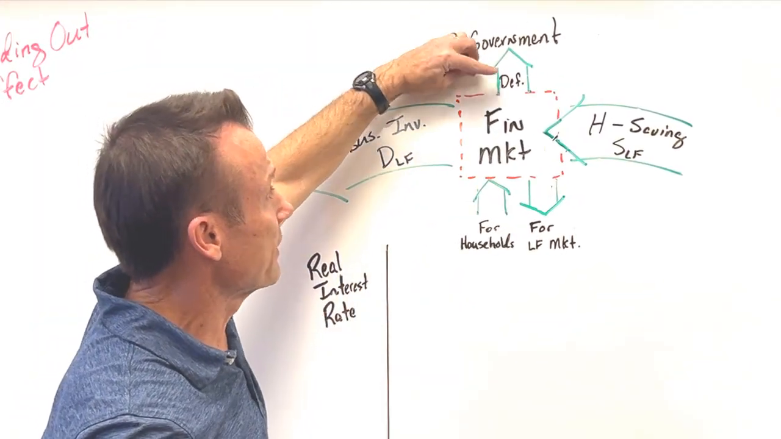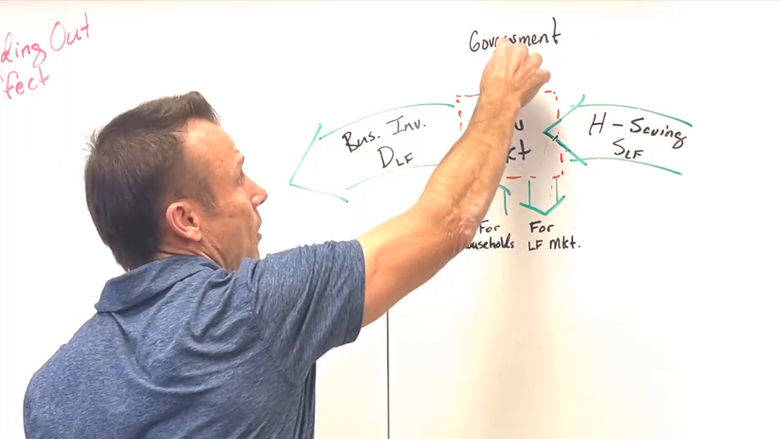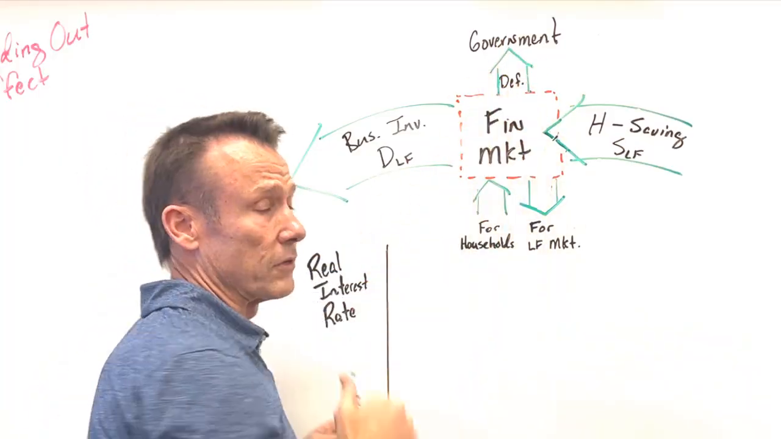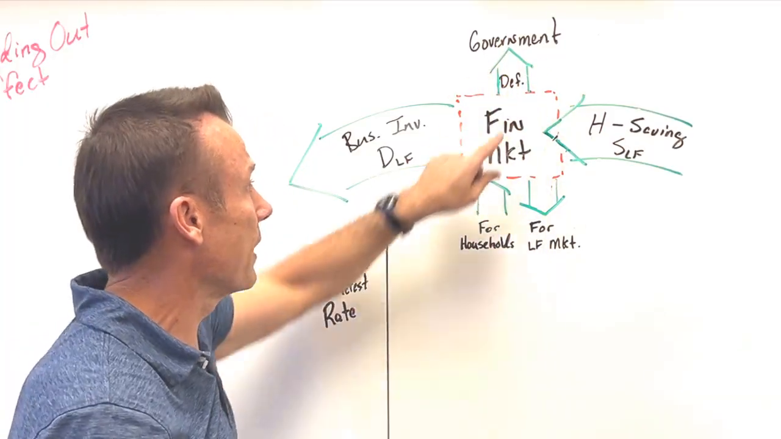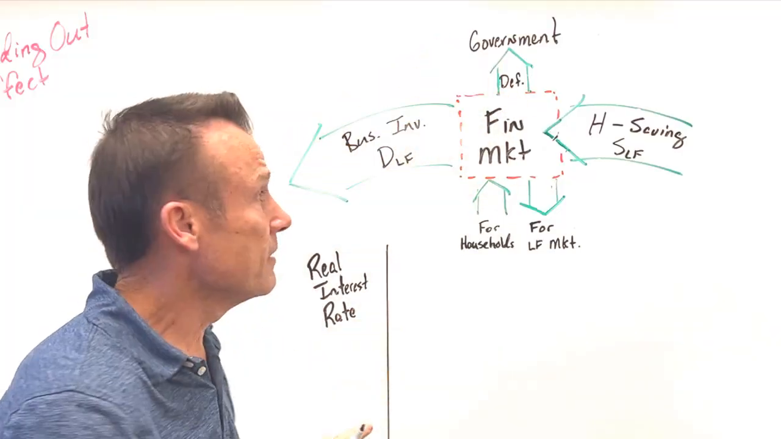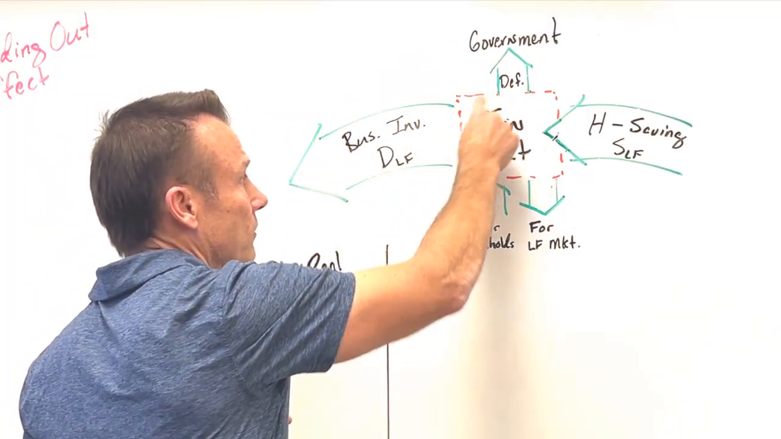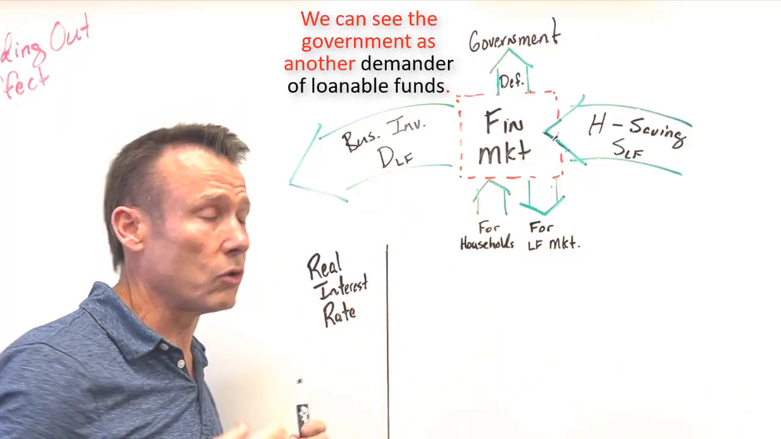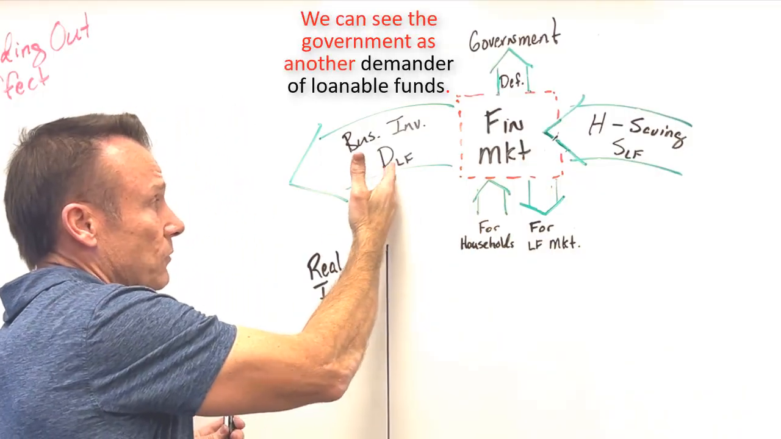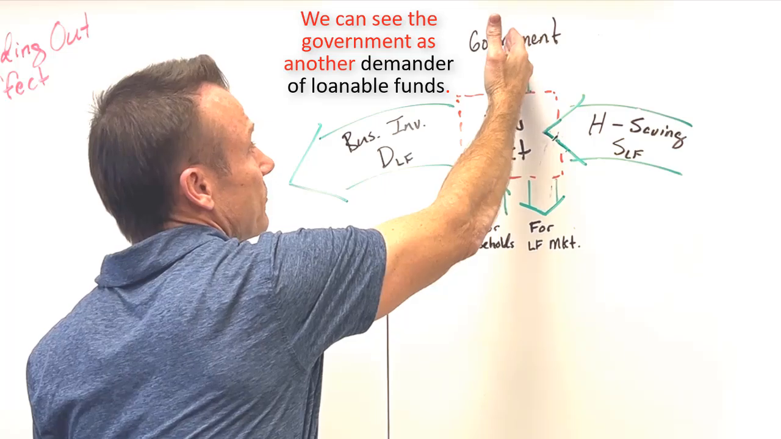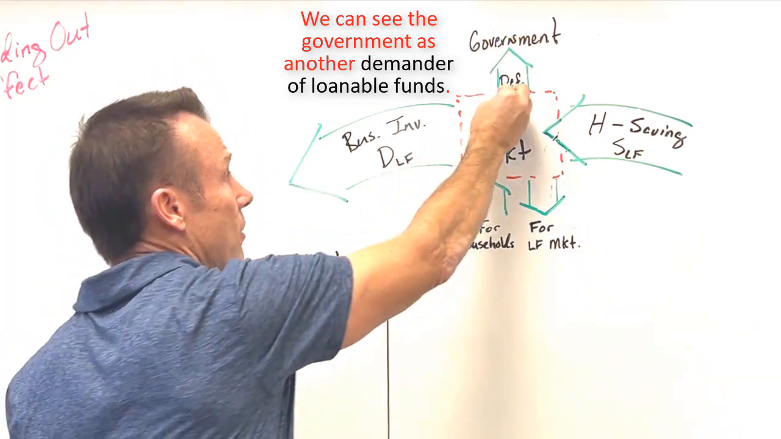Now we've got the government and the government deficit, right? The government is borrowing, this is what it's showing, because of the deficit. One way to think about government borrowing because of the deficit is that it's simply an addition, okay? An additional demand for loanable funds, right? This is a demand for loanable funds, money going out. They are borrowing money.